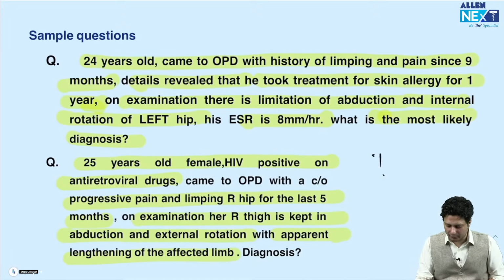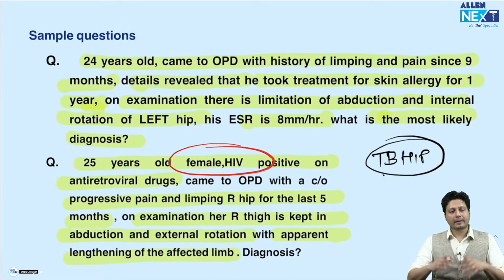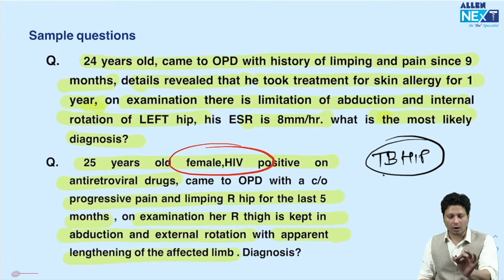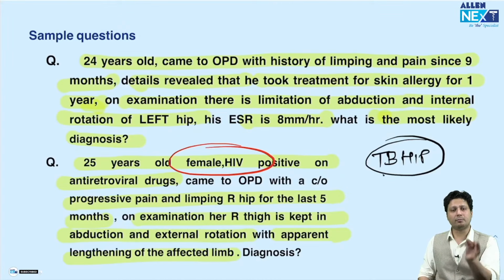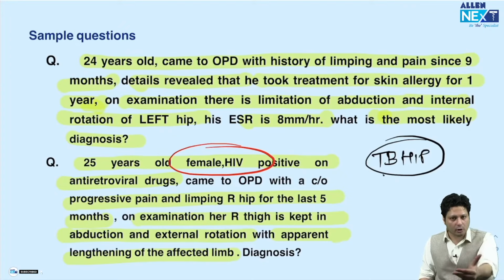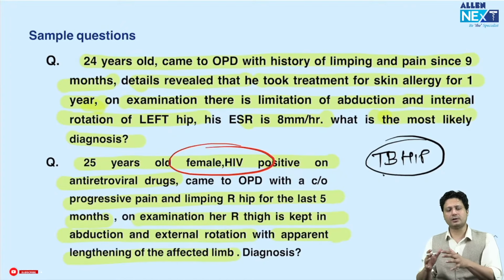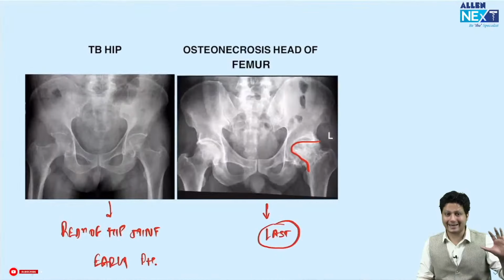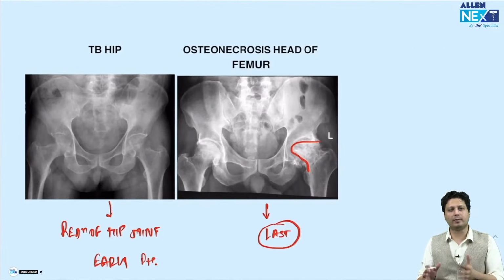One thing you can get confused about is that if the etiology provided is that the patient is HIV positive and on antiretroviral drugs, then why is it not osteonecrosis? Because if the patient is HIV positive, the patient is immunocompromised, and tuberculosis happens in immunocompromised individuals. So this etiology is also consistent with tuberculosis of the hip joint. As far as the differentials related to hip pain in adults are concerned, hope everything is clear and you will be able to mark the correct answer.